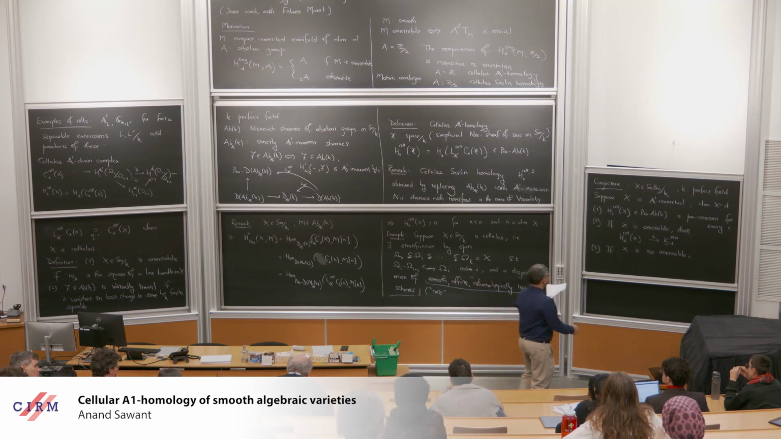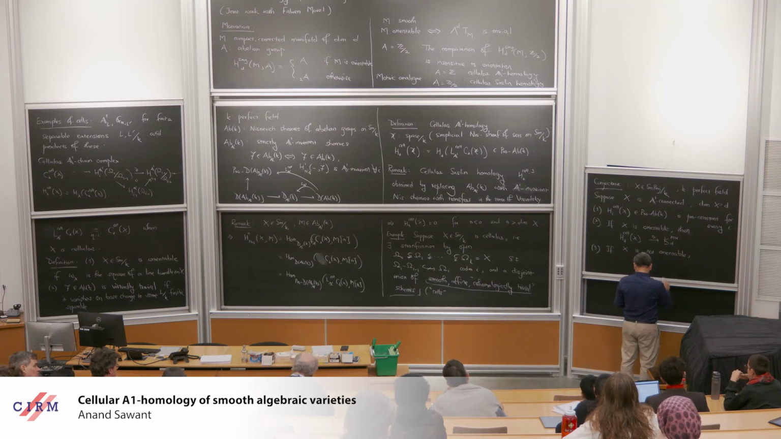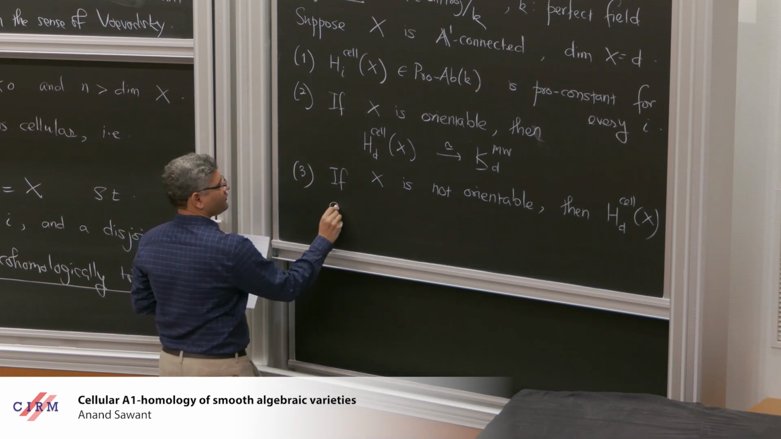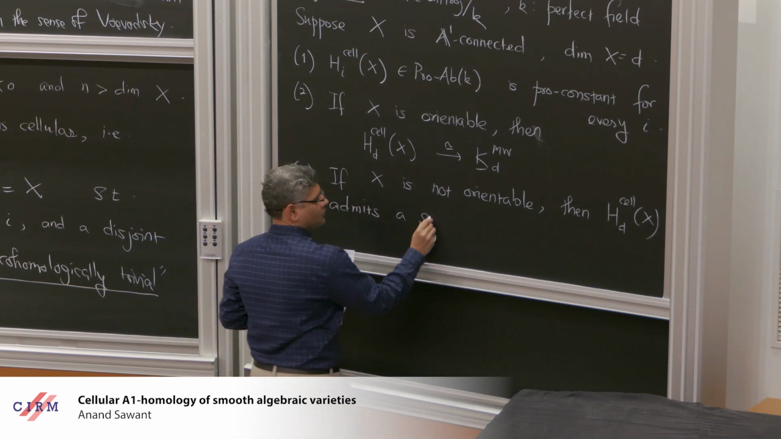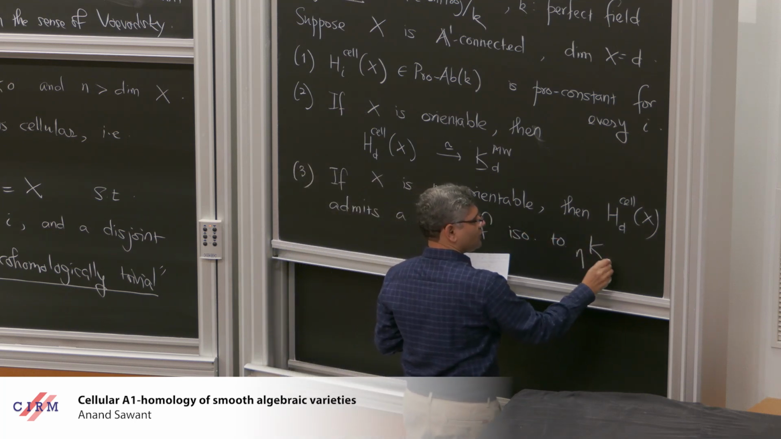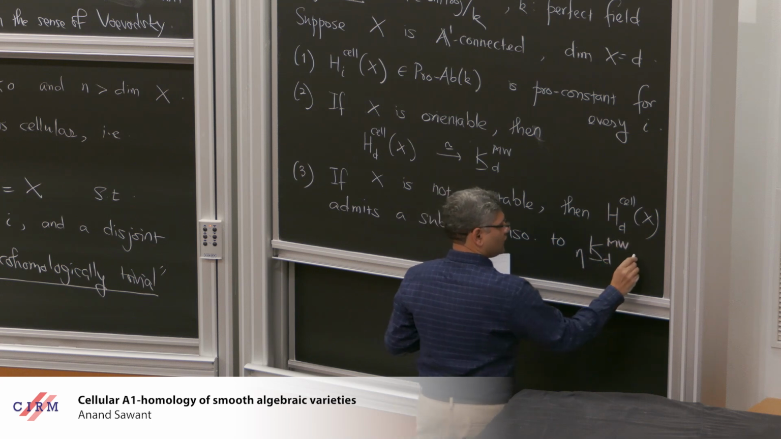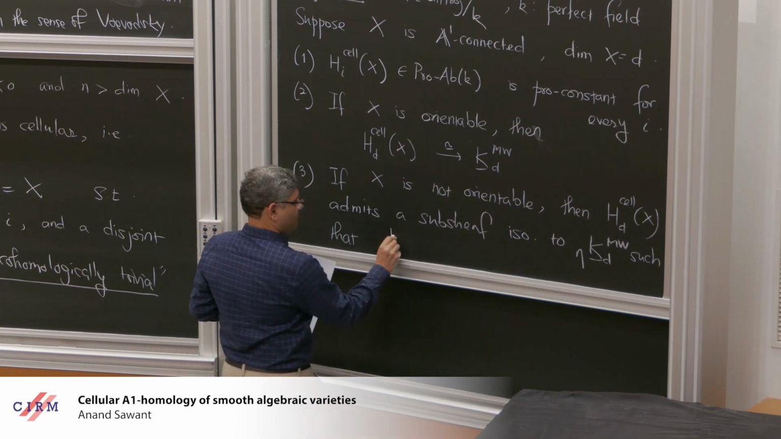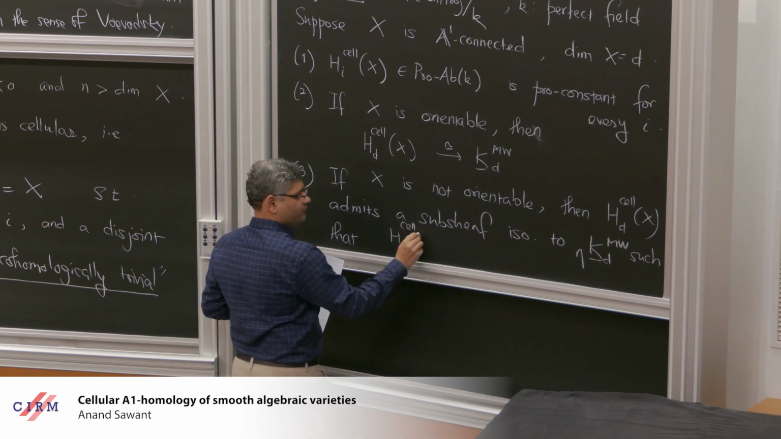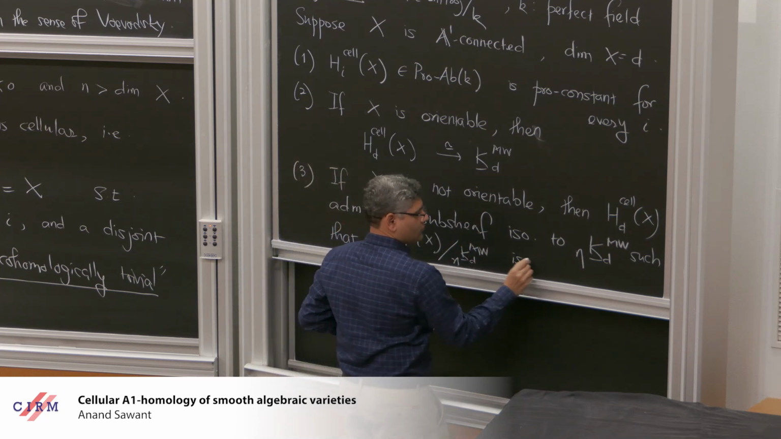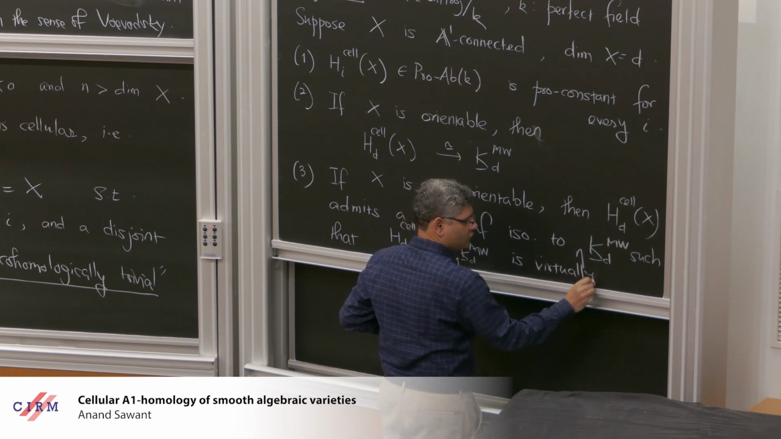And to account for that, we make the conjecture that if X is not orientable, then the top cellular homology admits a subsheaf isomorphic to eta torsion in Milnor-Witt K-theory such that the quotient is virtually trivial. So it's very small. It vanishes after going to the field extension.